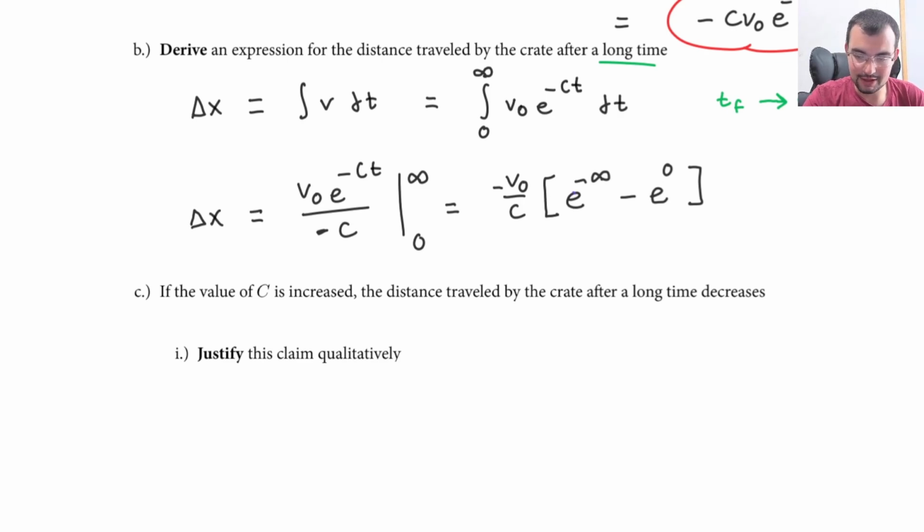Because e to the negative infinity is the same thing as 1 over e to the infinity. So we're dividing by a super, super big number, so we're going to get out 0. So this would be 0, and anything to the 0 power is 1. So we just get, out of all that, just v0 divided by c. And our value is positive, because I am going a positive distance.